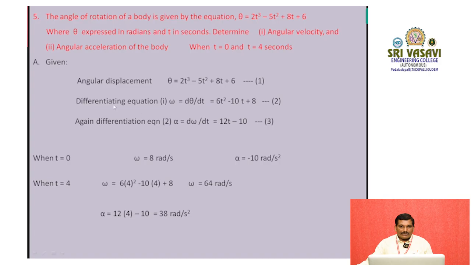By applying t is equal to 0 in the angular velocity, omega is equal to 6t square minus 10t plus 8, here 6 into 0 minus 10 into 0 plus 8. Then the angular velocity omega is equal to 8 radians per second. By applying t is equal to 0 in the angular acceleration, 12 into 0 is 0, minus 10, that is minus 10 radians per second square. When t is equal to 4 seconds, omega is equal to 6 into 4 square minus 10 into 4 plus 8, and omega is equal to 64 radians per second. Alpha is equal to 12 into 4 minus 10, by applying the t value of 4 seconds.